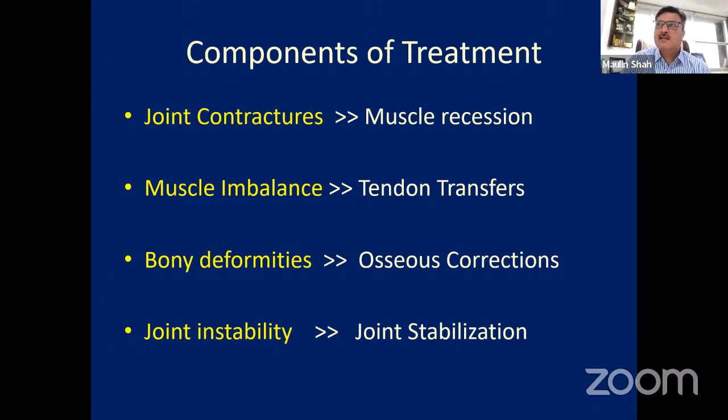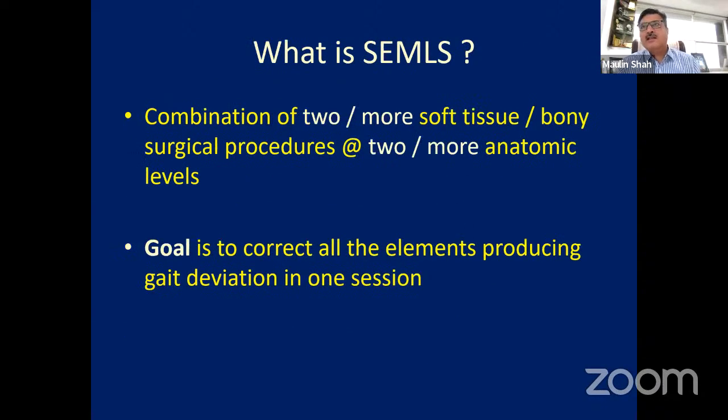Now, all these components earlier were treated with multiple surgeries, thinking that these patients should not be exposed to bigger surgeries, and they might not tolerate them, what was previously termed the birthday syndrome. Every year the child would undergo one surgery, but later on it was found that if we deal with all the components of gait deviation, as I mentioned before, the outcome of those surgeries was better. Instead of performing annual surgeries, that was termed single event multi-level surgery, which is defined as a combination of two or more soft tissue or bony surgical procedures at two or more anatomic levels. And the goal was straightforward: to correct all the elements producing gait deviation in one session.